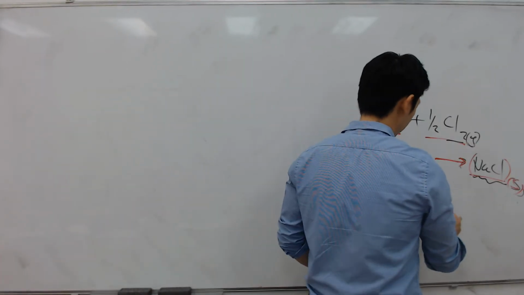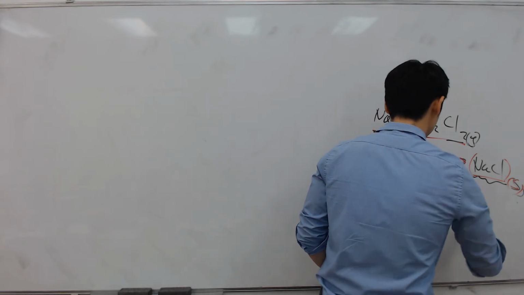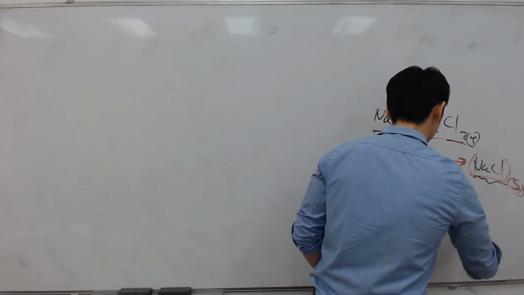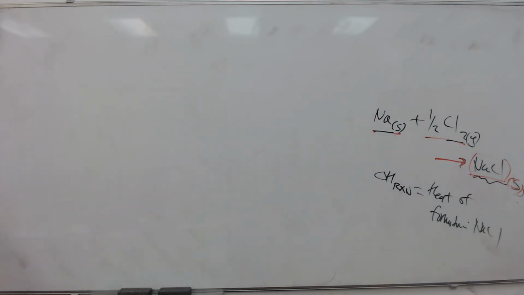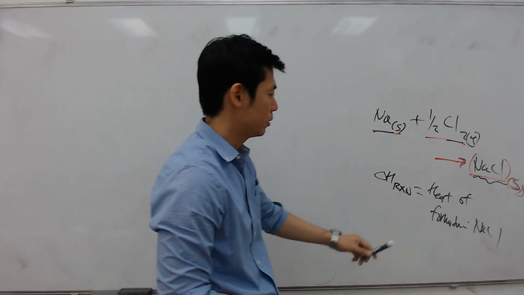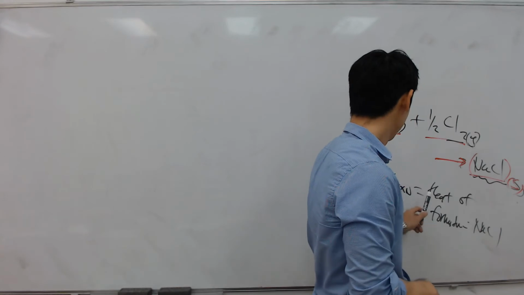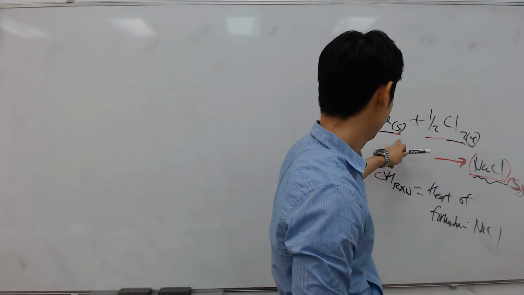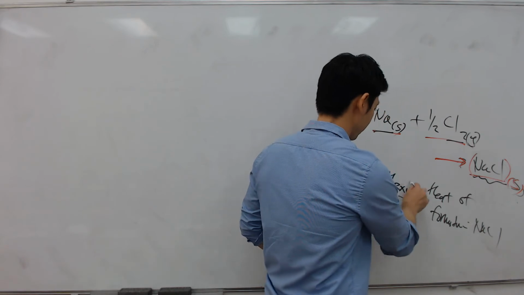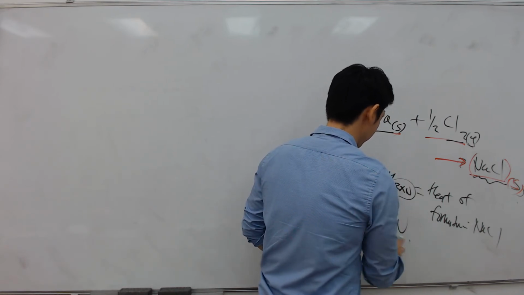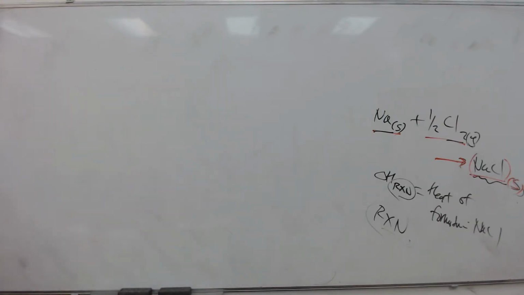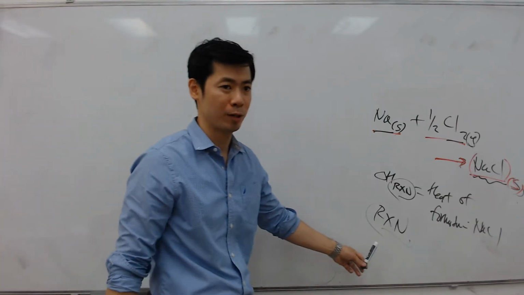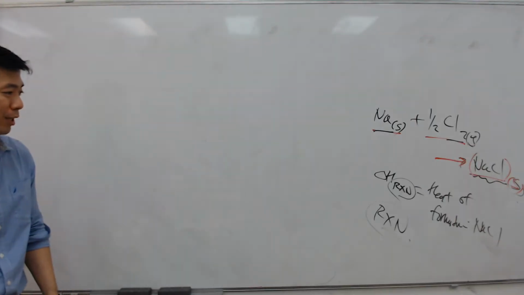The heat of formation of NaCl. Wait, what are those small letters? I can't really read them. Heat of formation, under the H. And above the H? Yeah, R and X represents reaction. That's how I was taught in college, by the way, that's why I use this. Your teacher might not use that.